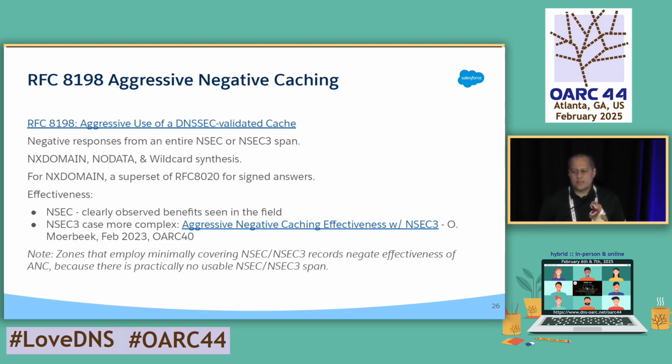The second one is described in RFC 8198, aggressive negative caching. So this is where you can synthesize NXDOMAIN responses underneath not only the original name that elicited NXDOMAIN, but for any name that falls within the NSEC or NSEC3 span. Okay? So you can consider it a superset of 8020 for NXDOMAIN, but also you can examine the type bitmap in an NSEC record and do no data synthesis. And the third thing you can do is wildcard synthesis, because wildcard responses also have a covering NSEC record from which you can figure out the scope of the operation, right?